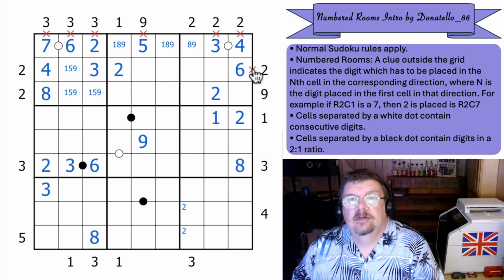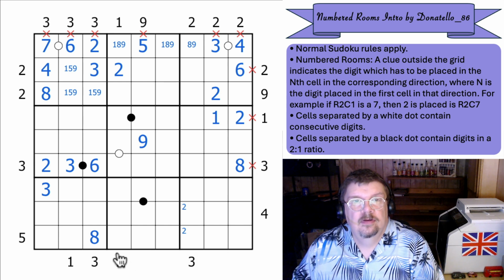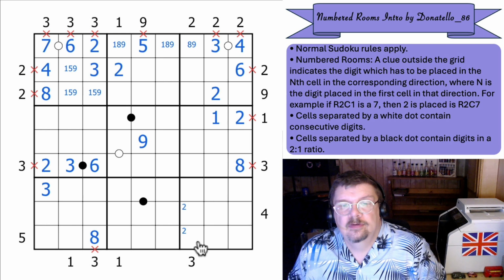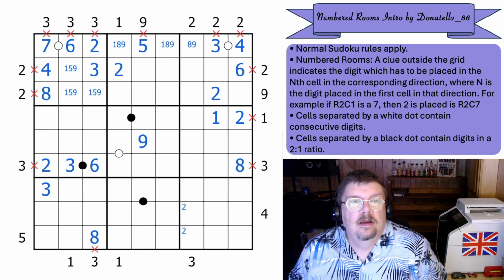That is done. This 9 is not. This 1 is. The 3 is. The 4 is not. The 3 is not. 1 is not. 3 is. 1 is not. 5 is not. This 3 is done. That 2 is done, and that 2 is done. So we've done a lot of the numbered rooms clues, but we've still got a few to go. Okay.